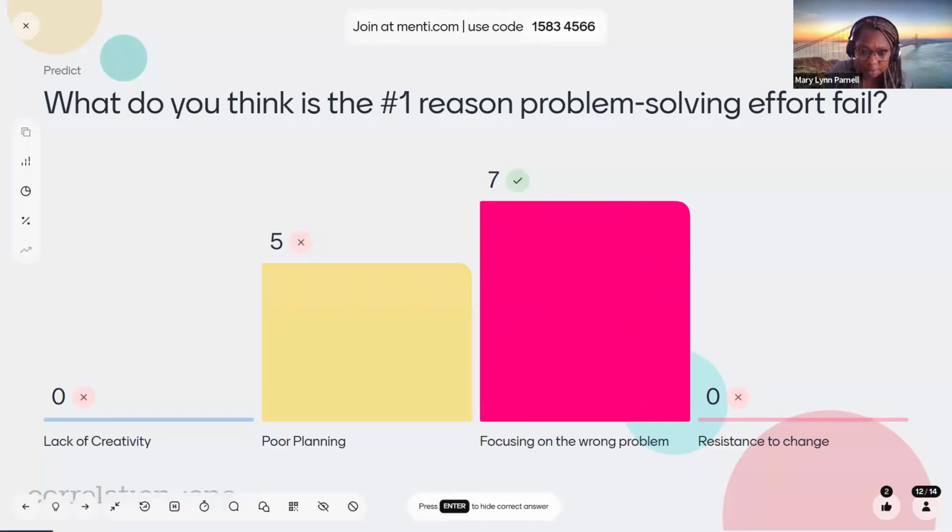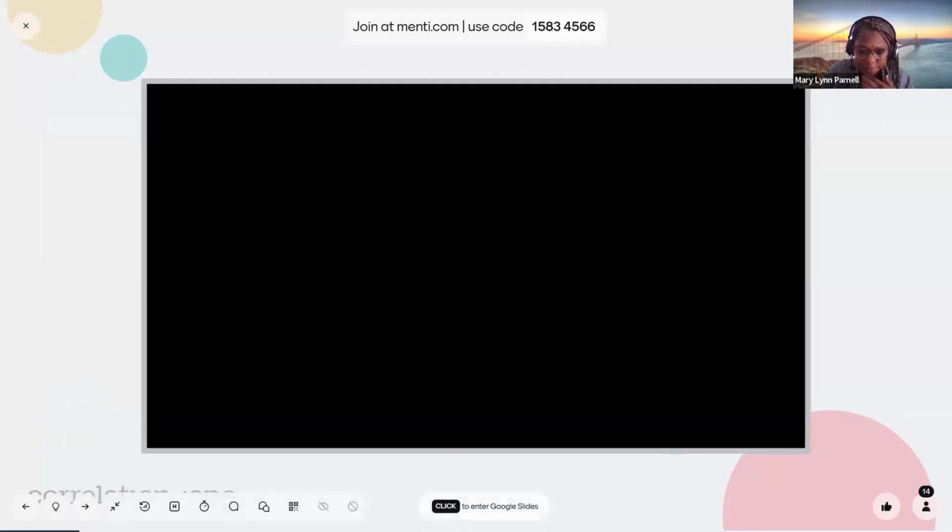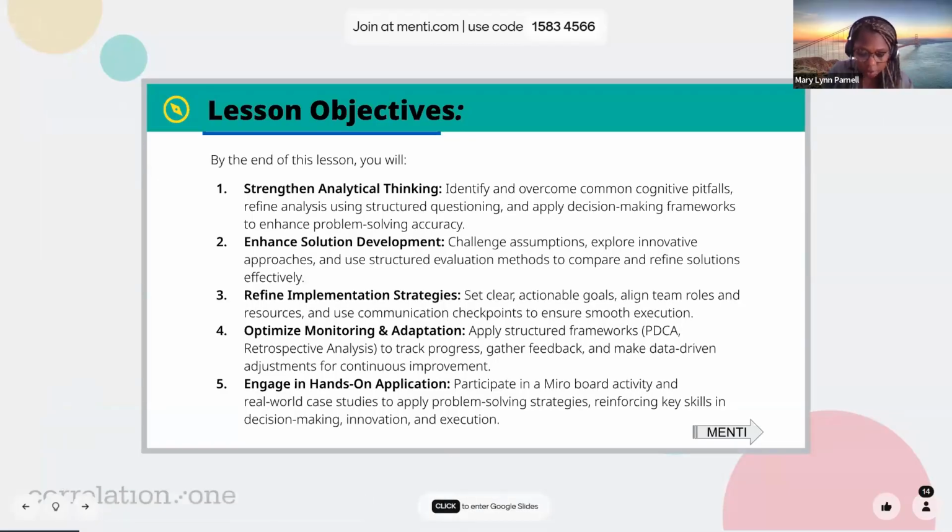Let me go ahead and exit out of here. Let's see. There we go. And so anyway, what we're going to do is talk about some of the misconceptions in problem solving, knowing why it matters, because it really does lead to a lot of the pitfalls, the assumptions, and the biases. And so we're going to talk a lot about that.